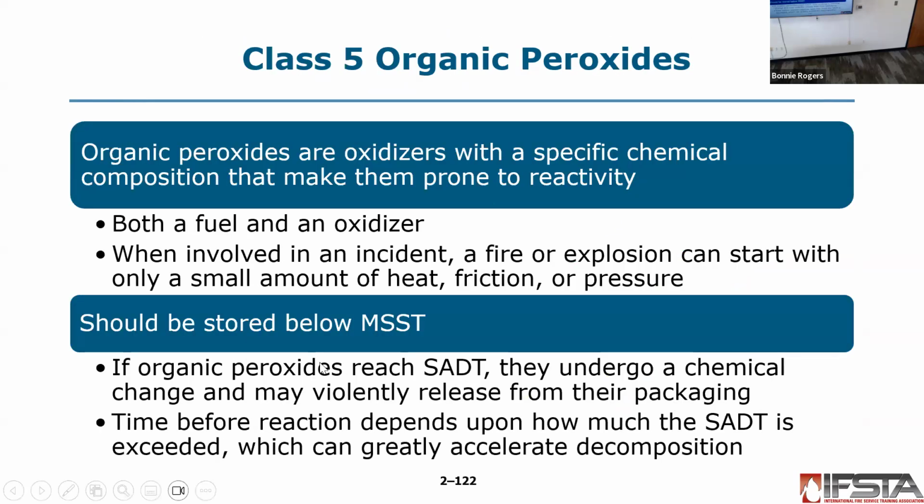There is another acronym here, the MSST, the maximum safe storage temperature. They need to be transported below that, and if they get above that, then we're going to start to have problems. And the SADT is the self-accelerating decomposition temperature.